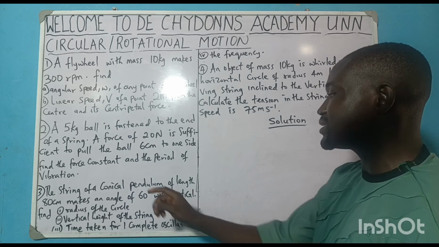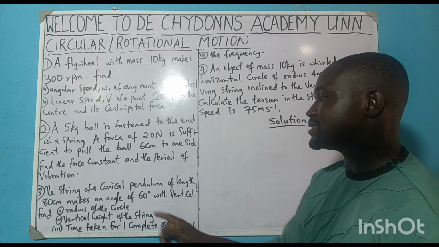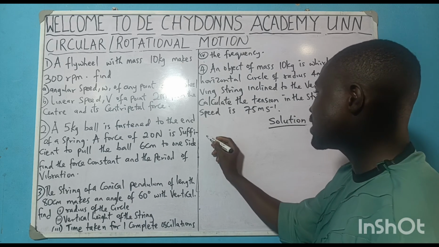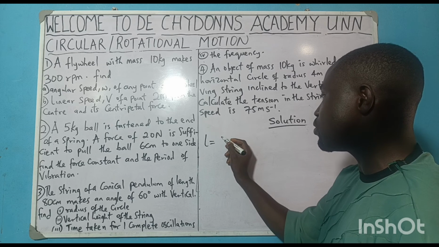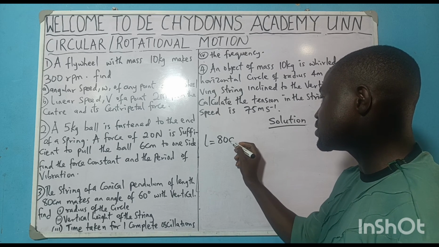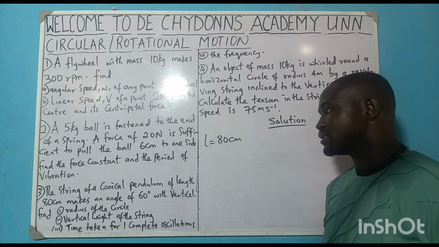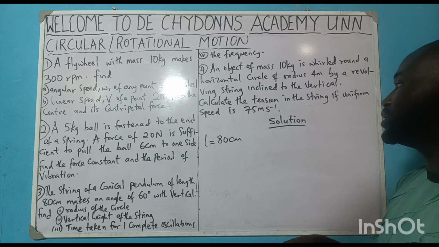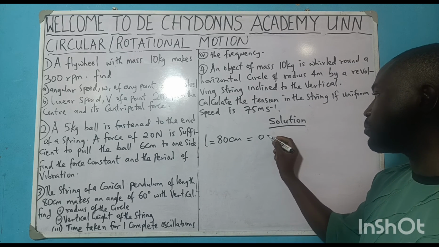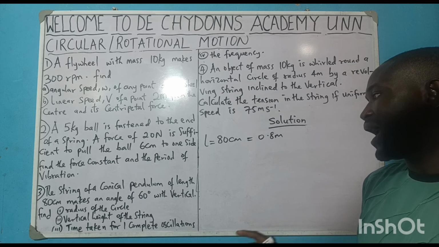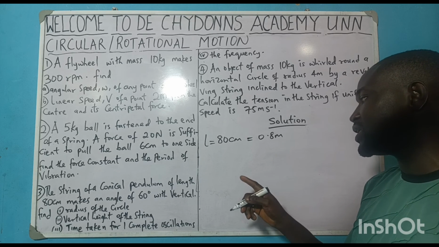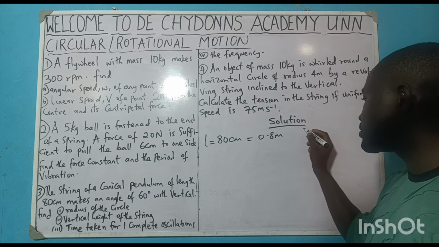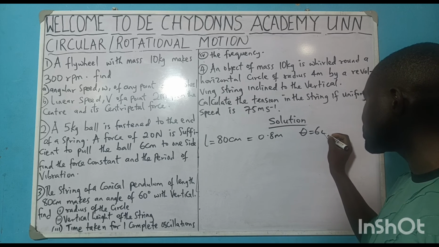Question number 3. String of a conical pendulum of length 80 cm. We say the length is equal to what? 80 cm, which is equal to 0.8 meter, and makes an angle of 60 degree with the vertical. Theta is equal to 60 degree.